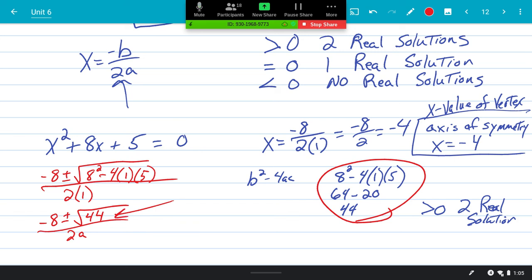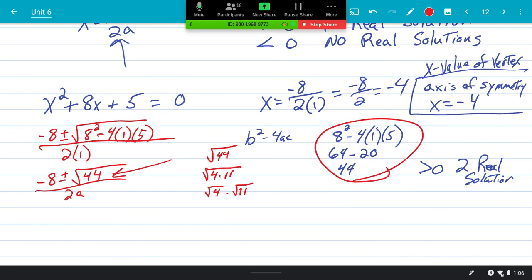Now, this 44, am I going to be able to simplify that? It's not a perfect square, is it? Is there a perfect square that goes into it? Can I simplify the square root of 44? Yeah, I can. 4 goes into it, right? So I could rewrite this as 4 times 11. That gets me 44, right? So that's the same thing as the square root of 4 times the square root of 11. This is the stuff that you learned over the weekend, right? So what's the square root of 4? It's 2. So 2 times the square root of 11.